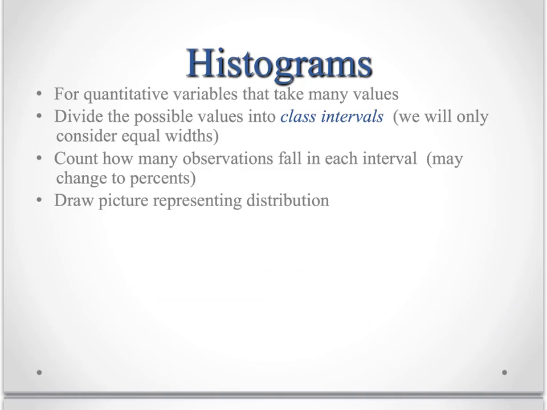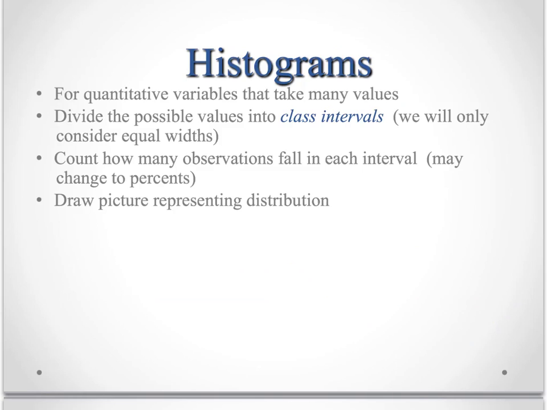Histograms are the first way of displaying data that we're going to discuss. And so you want to use those for quantitative variables that can take many values. And you're going to divide the possible values into what we call class intervals. We're only going to deal with the ones that are equal width, although they can be done with non-equal widths. And you count how many observations fall into each interval. So this is analogous to doing age ranges. You know, when you fill out a survey and you have to check what age range you fall into? Those age ranges would be class intervals.